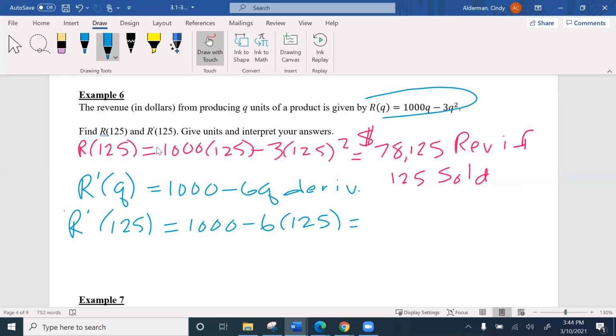So if you put that in your calculator, you'll get $250. And like we talked about in another section when we were doing profit and cost, it's $250 per unit. And this is if an additional unit is sold.